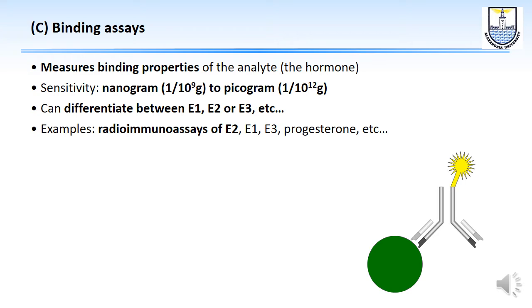Progesterone, for example, is usually in the range of nanograms per milliliter, and estradiol is usually in the range of picograms per milliliter. And these assays, because they depend on the immunological properties of the analyte, of the hormone, they can differentiate between estrone, estradiol, estriol, and so on. And the examples of these are the radioimmunoassays. And let us say how these work.